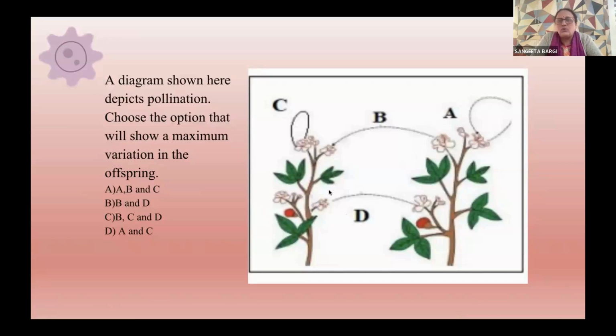I just tried to have a look at, a diagram has been shown, which of them will show maximum variation. So here again, the concept you need to understand is what makes the difference between cross-pollination and self-pollination, which will bring about more variation. So that's the concept tested, and accordingly understand and come up with the most appropriate answer.